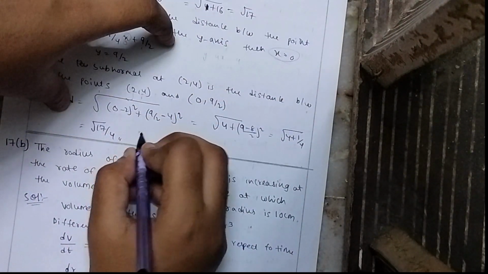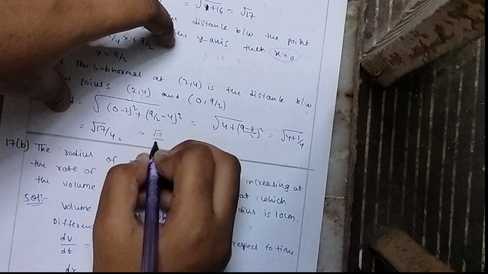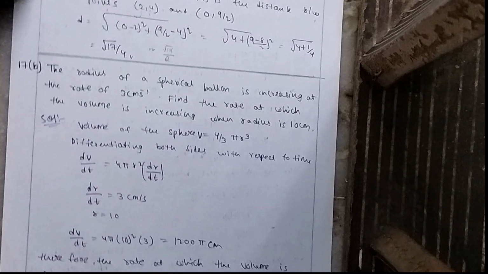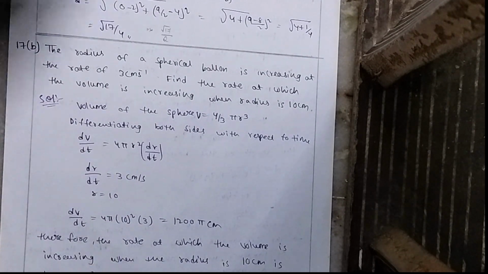So it can be written as root over 17 by 2. Now 17b. The radius of a spherical balloon is increasing at the rate of 3 centimeters per second. Find the rate at which the volume is increasing when radius is 10 centimeters.